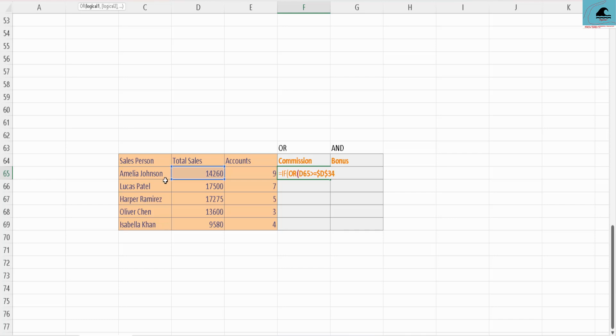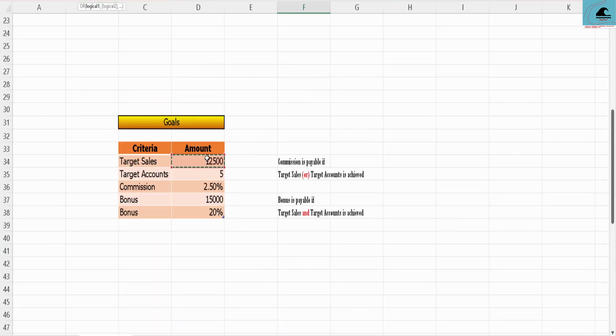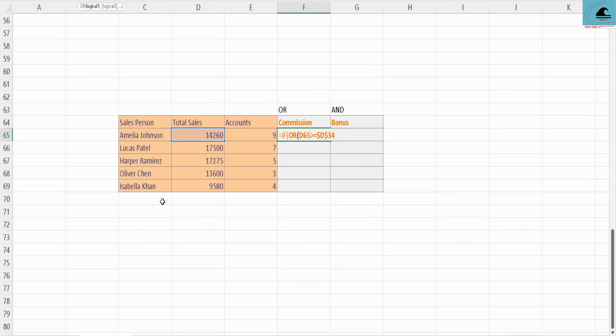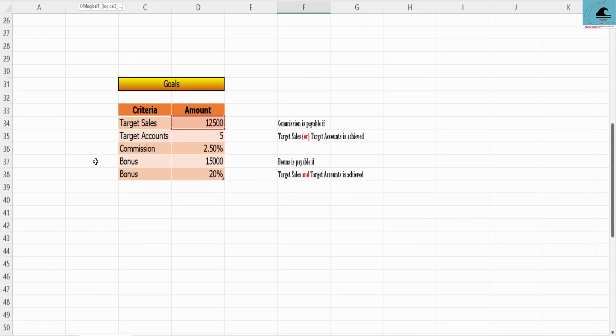So for all salespersons, this is the target sales. So I am locking this cell 12,500, that is D34. I am locking it with absolute reference. So there will be a dollar sign before D and after D. That means the D34 cell will be locked for all salespersons. So we will move on to the next function.